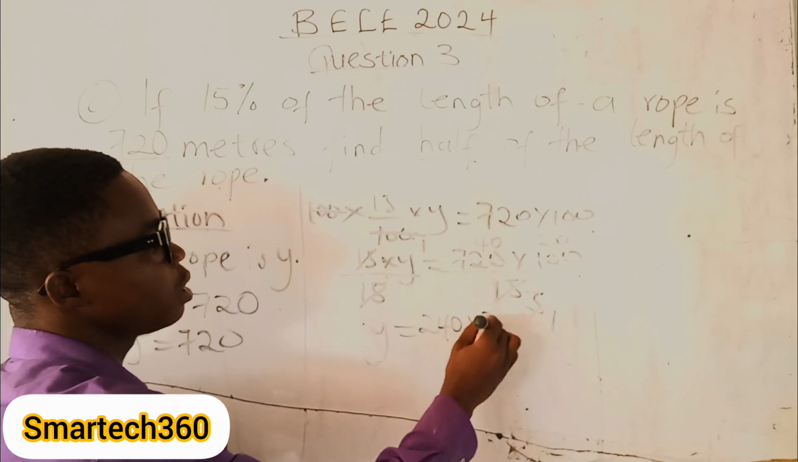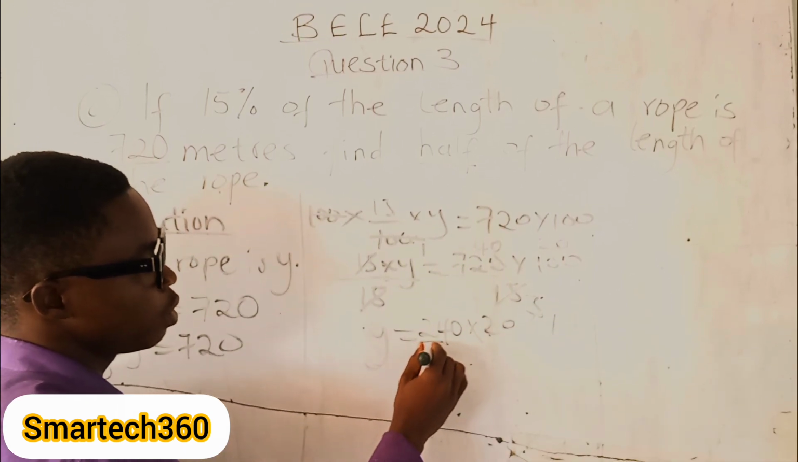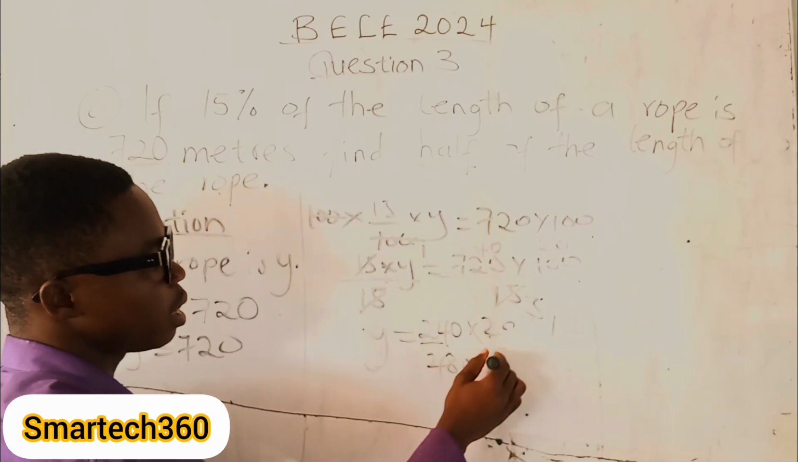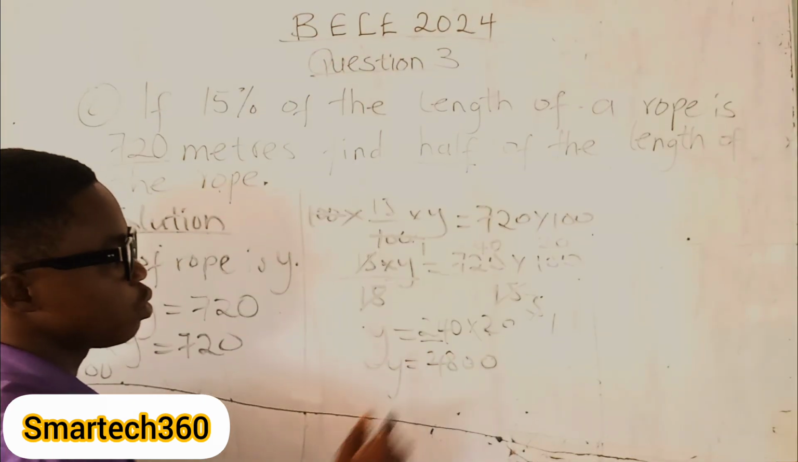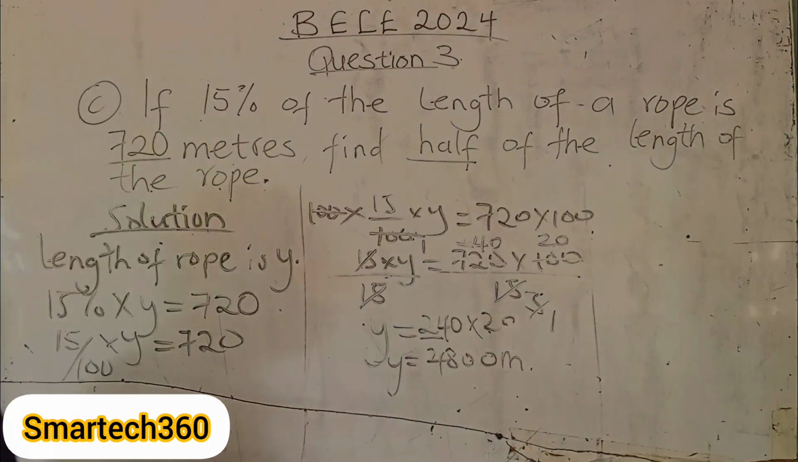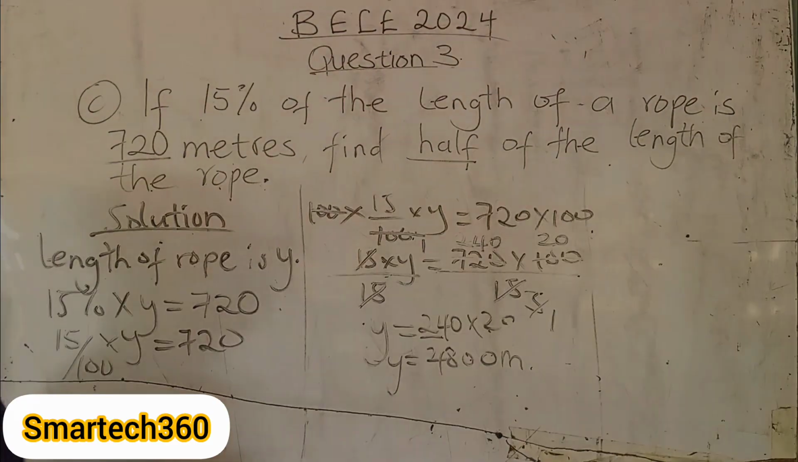240 multiplied by 20. So 2 multiplied by 24 will give you 48. Then you attach the 2 zeros, 1, 2. That means our Y will equal 4,800 meters. So the length of our rope is 4,800 meters.